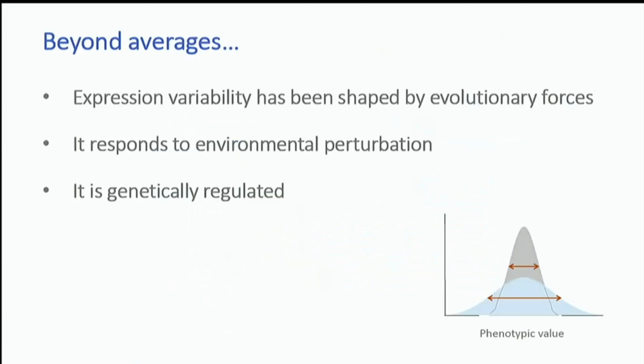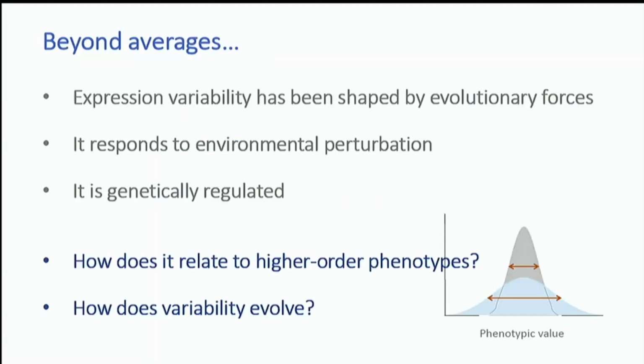Okay, so with this I will finish. I just want to highlight three things about gene expression variability. First, it seems to have been shaped by evolutionary forces in different species. It responds to environmental perturbation in a way that we believe is biologically important. And it seems to be genetically regulated. There's plenty of genetic variation underlying expression variants. Now the $1 million question is, how does it relate to higher order phenotypes? Like, can I actually connect genotype to transcription to other phenotypes? I showed you a snippet of the results, but we'll see where we get with that.